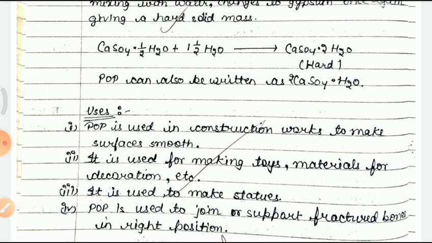फ्रैक्चर्ड बोन्स को ज्वाइन करने के लिए भी किसका यूज होता है? POP का यूज होता है, या फिर प्लास्टर ऑफ पेरिस का. Whenever a bone is getting fractured, at that time the doctor arranges those bones in a proper way, and in order to hold those bones in the same place, that doctor applies a paste over the hand. That paste becomes harder and harder with the passage of time.